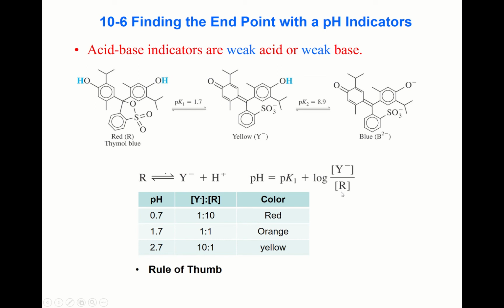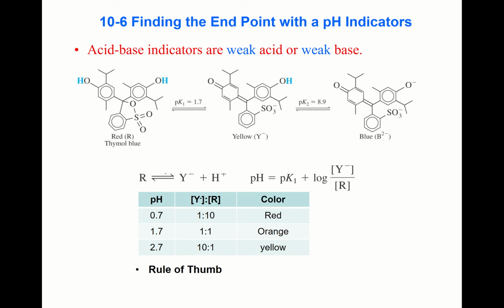So what can you learn when the concentration of this red form is more than 10 times that of this yellow form? What is the pH then? The ratio is 0.1, and log 0.1 is -1, so pH equals pK1 minus 1. That is pH 0.7. In this case, the color is dominated by the red one. The solution takes the red color.